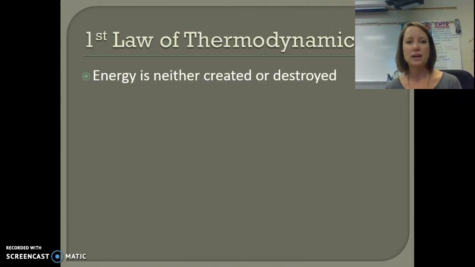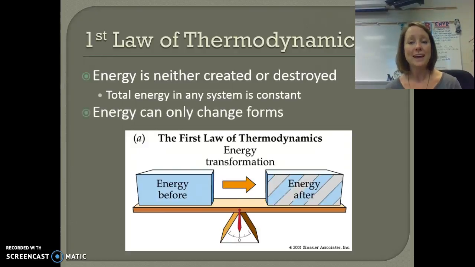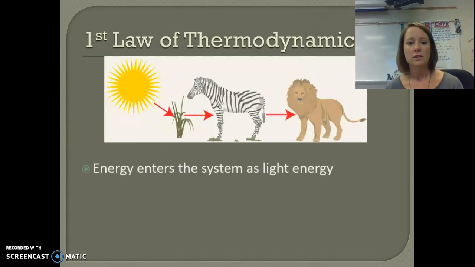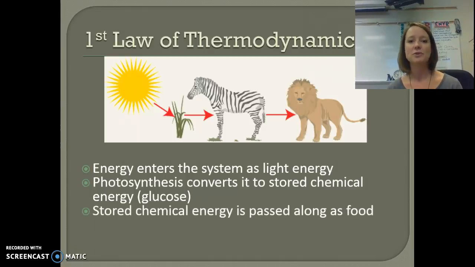The first law of thermodynamics says that energy is neither created nor destroyed. So whatever your energy input is going to be equal to your energy output. It can, however, change forms. With photosynthesis, you have solar energy coming in, you have chemical energy going out. So our light energy through photosynthesis is converted to glucose, which is energy stored in the carbon-carbon bonds in living things, and it's passed along as food. So you have your herbivore that eats the plant, you have your carnivore that eats the herbivore. So no new energy is created, it's just passed through the food chain.